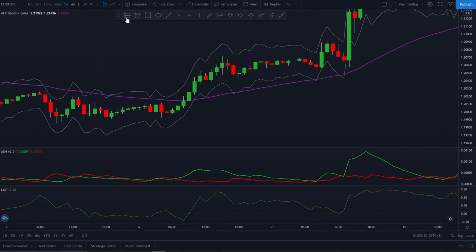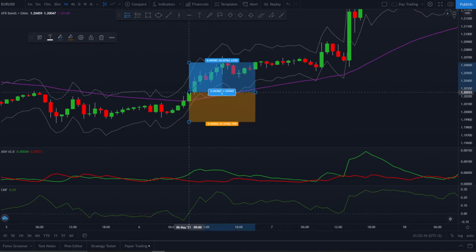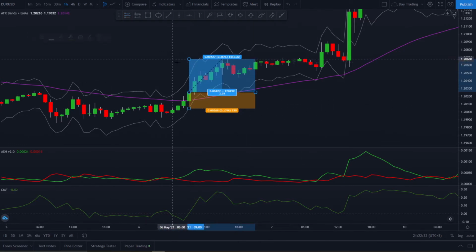Here in this example all the rules are met for long entry. Price crossed above 50 EMA, ASH is green, and Chaikin crossed above 0. Buy on candle close. SL goes 2 times ATR below entry and TP 2 times risk.